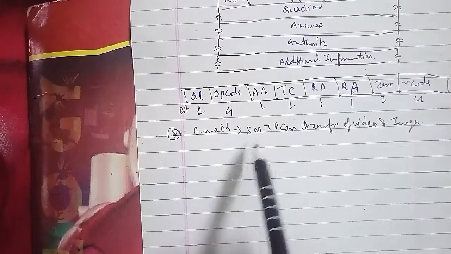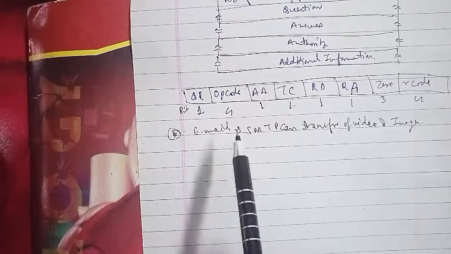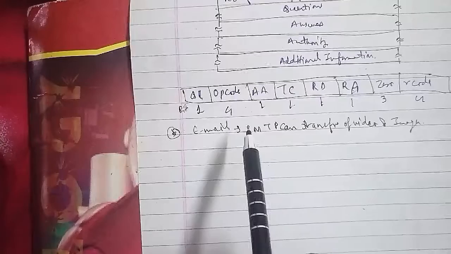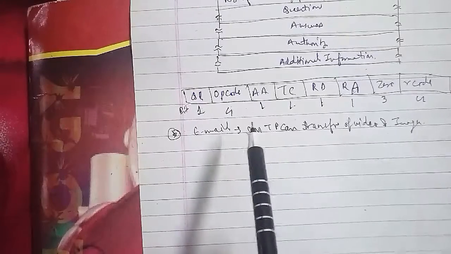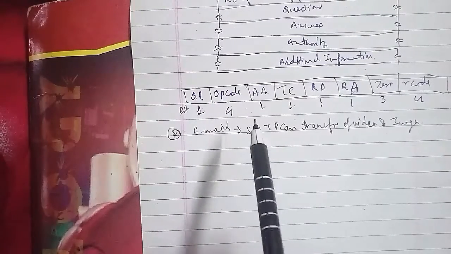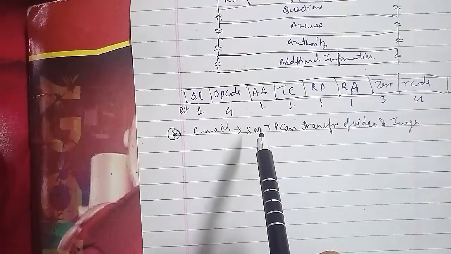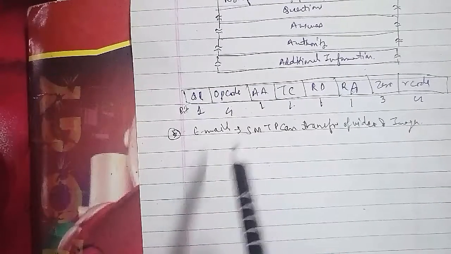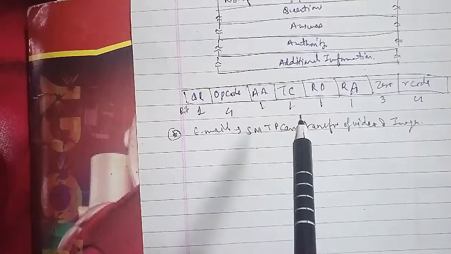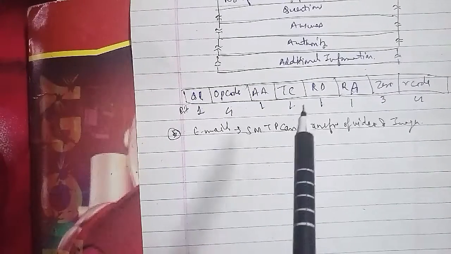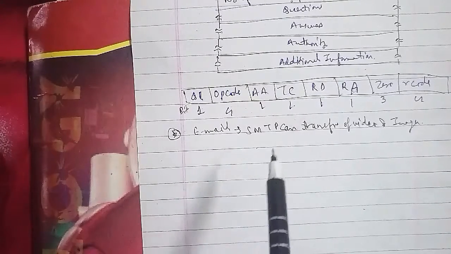For that, the scenario is Alice sends a message to Bob, where Alice uses the user agent to compose a message to Bob. Alice's UA sends the message to her mail server, and the message is placed in a message queue. The client side of SMTP opens a TCP connection with Bob's mail server, where the SMTP client sends Alice's message over the TCP connection, and Bob's mail server places the message in Bob's mailbox, and Bob invokes his user agent to read the message here. In the same case, as of now, we will go ahead with the diagram as well.